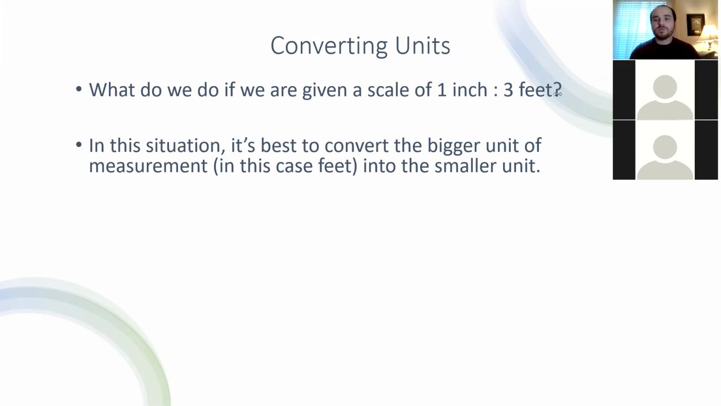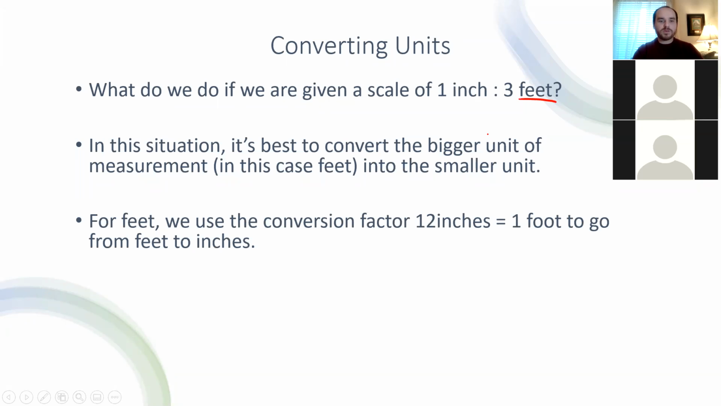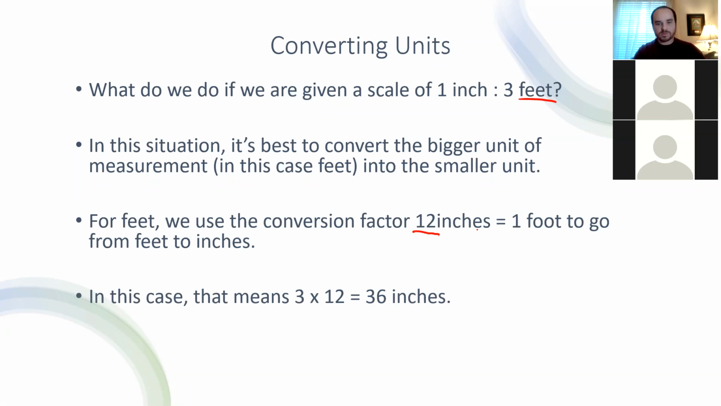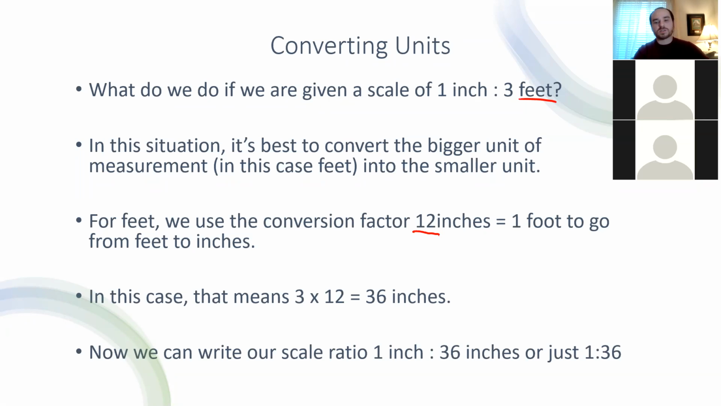So if we want to turn this into a scale ratio, we need to convert the bigger unit of measurement, in this case the 3 feet, into the smaller unit. Hopefully you all know that there are 12 inches in 1 foot. So we're going to multiply our number of feet by 12 in order to get our number of inches. In this case, that's 3 times 12. That means we have 36 inches. So our scale here is 1 inch to 36 inches, or just 1 to 36. Are we good so far? Any questions about that? No questions.